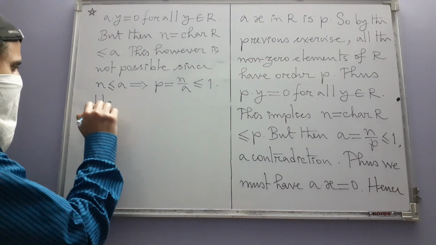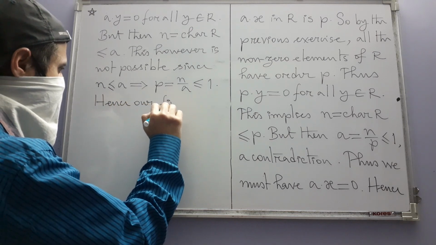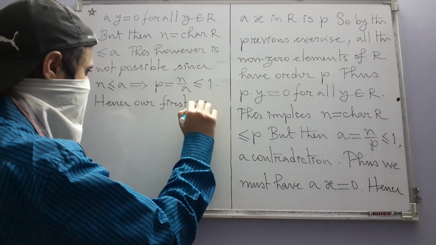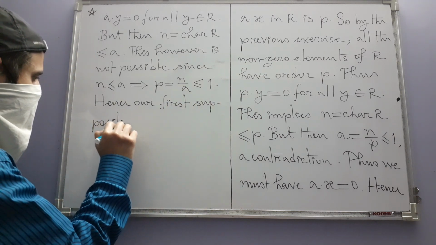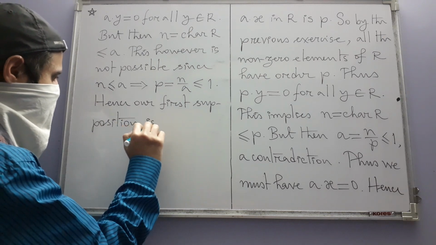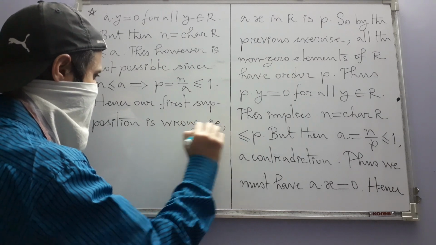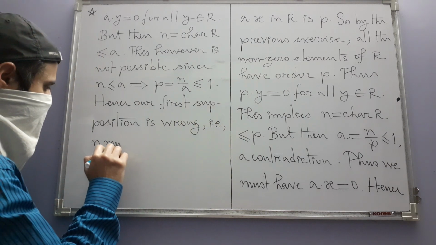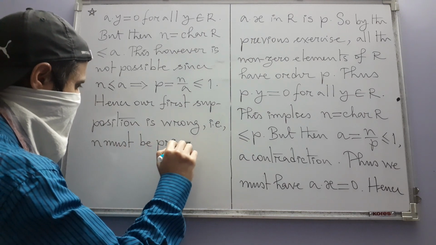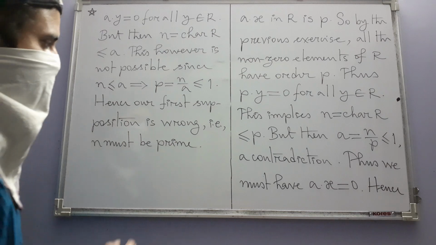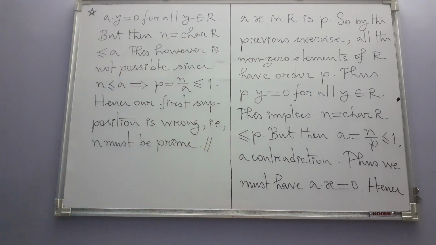Hence, our first supposition is wrong, i.e. n must be prime. So that is the solution. Now let's see the next one.